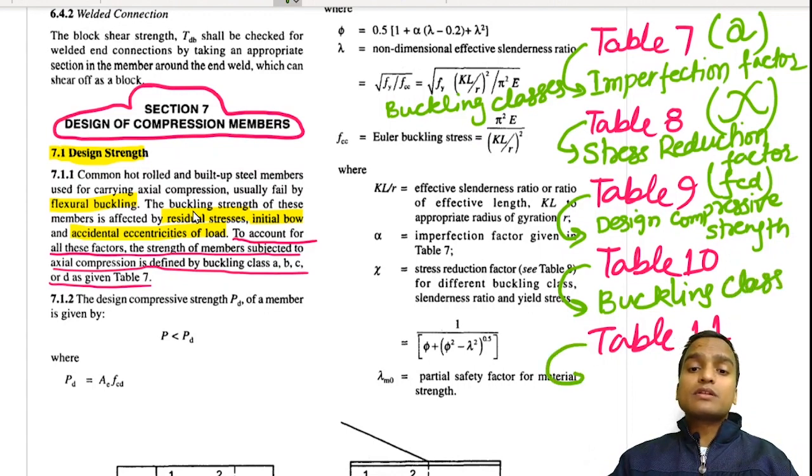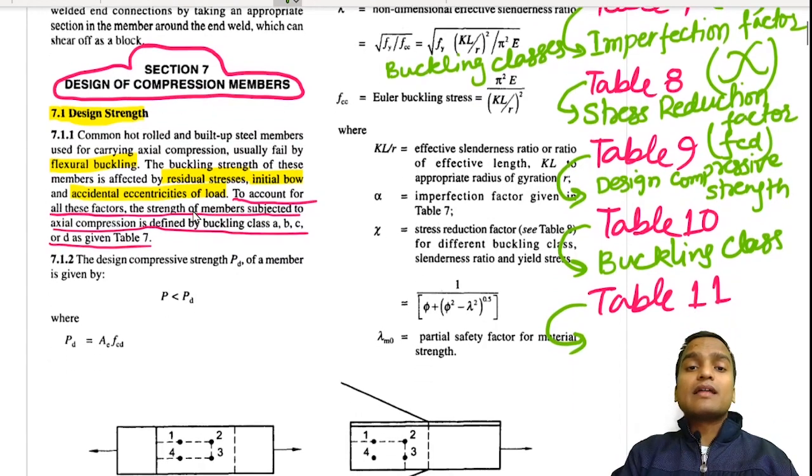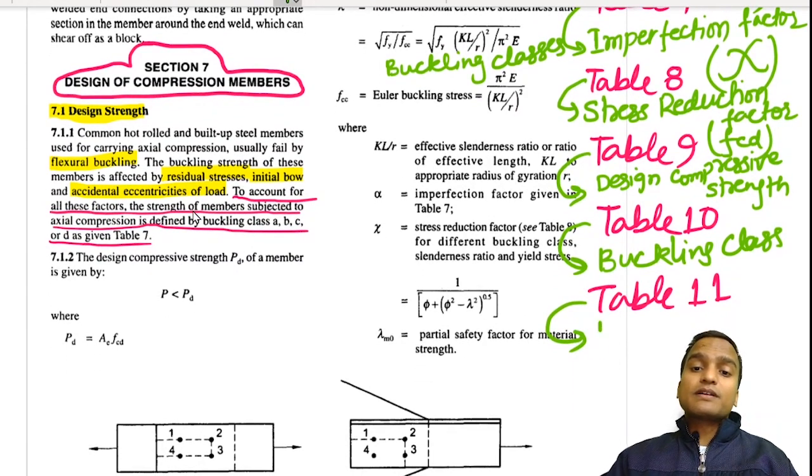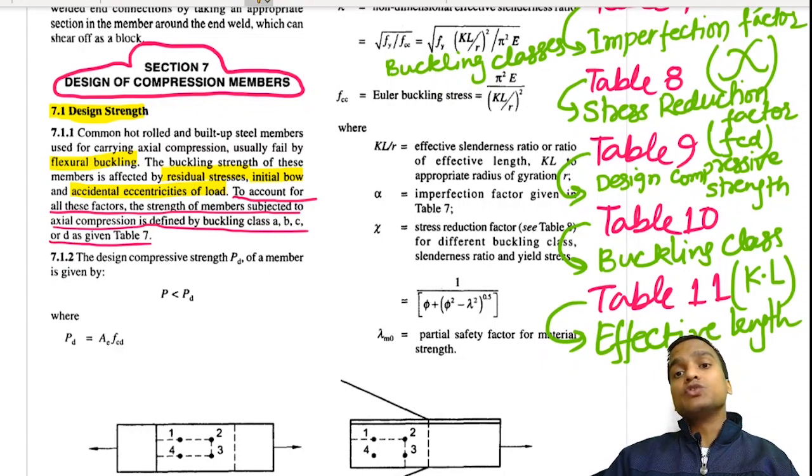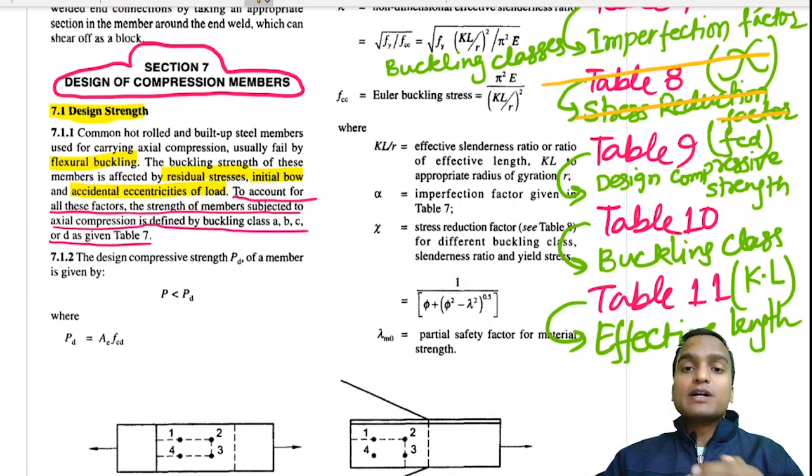And Table 11 is also very important, and this is about our effective length, and effective length is represented by K times the actual length of the member, all right. So all these 5 tables are very important, but if you like, you may ignore Table 8 as such, because this will not be used much here. So let us begin the design of compression members now.